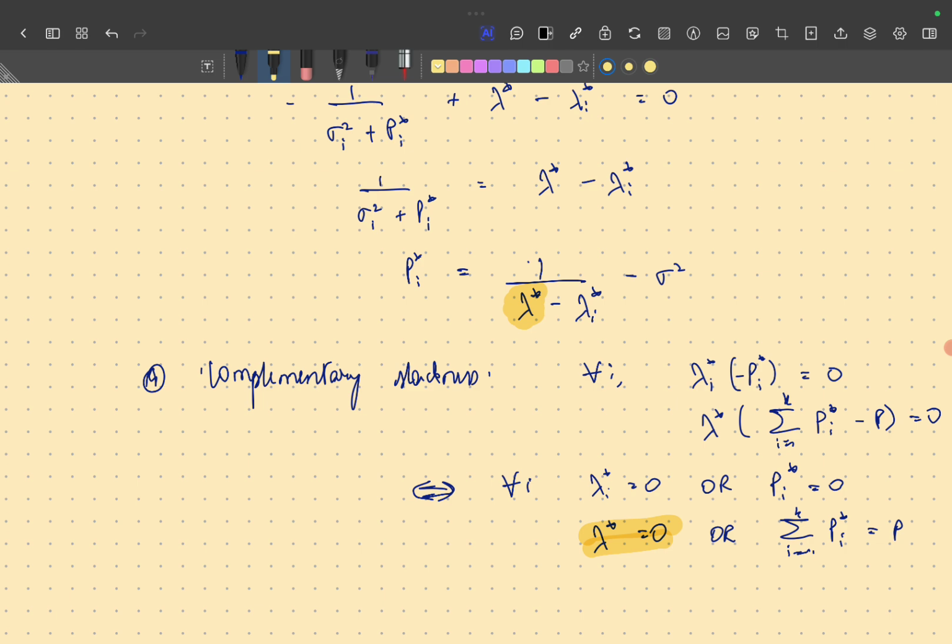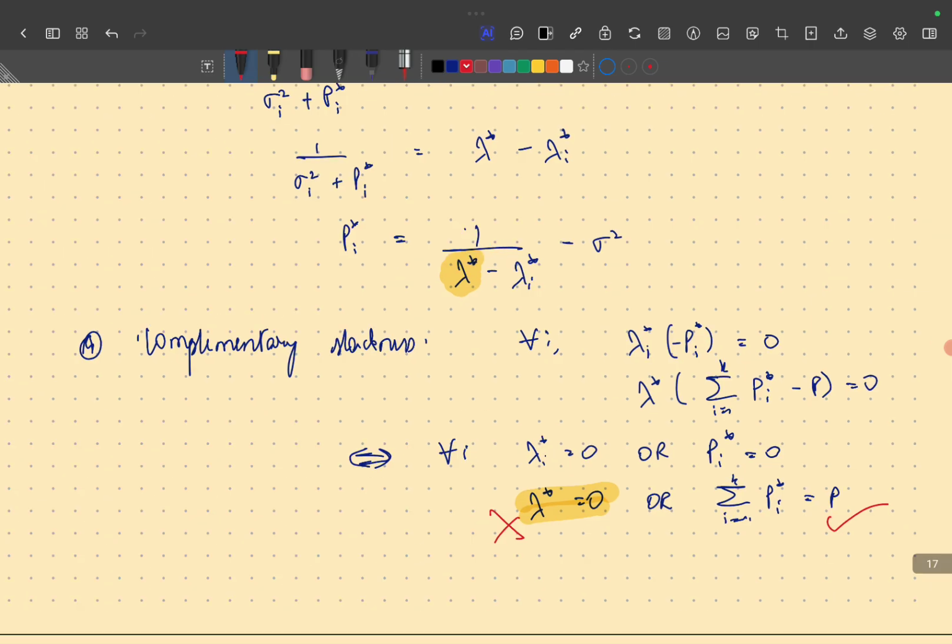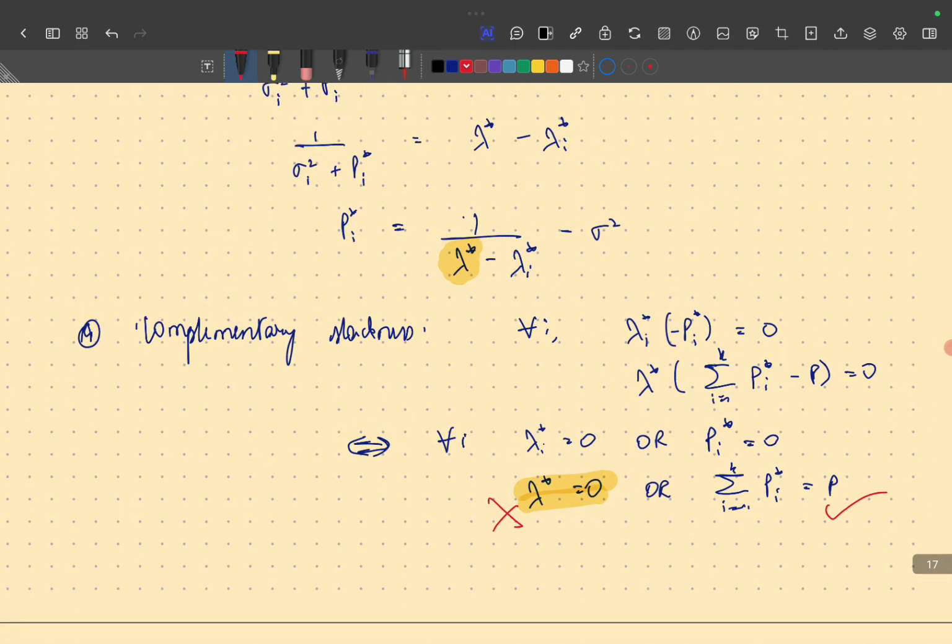So this can't be satisfied, which means that the other has to be satisfied. So the sum of the total power should be equal to P. And in a way that makes sense, because if you have a total amount of power and you want to maximize the rate, then there's no point in leaving power unused. You might as well allocate it to some subchannel, because that will be useful. So that's sensible. Now, what about the remaining? Lambda I star equal to 0 or pi star equal to 0?